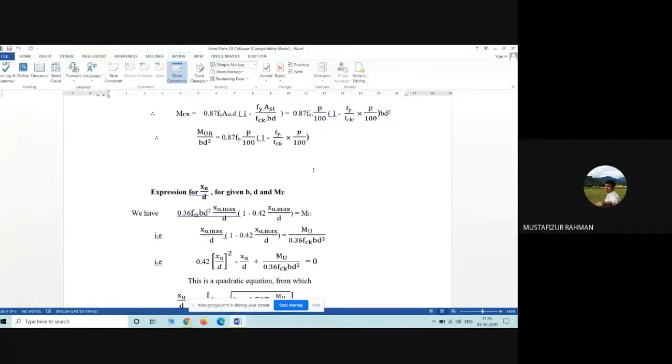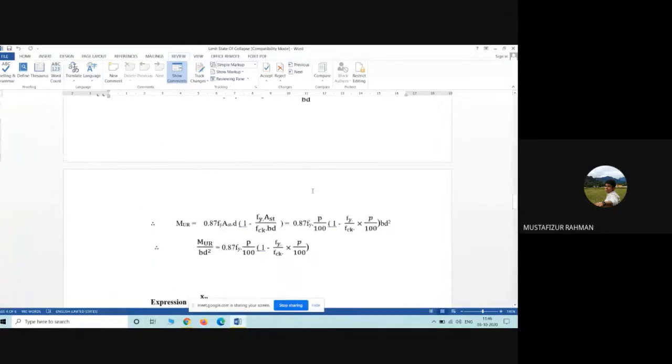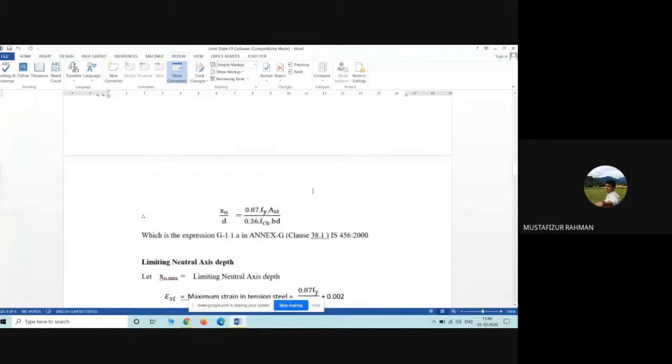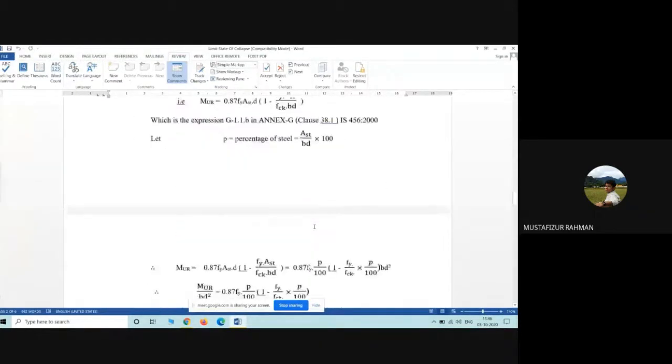We had got one expression at the very beginning: XU by D is equal to 0.87 Fy times AST divided by 0.36 FCK BD. That we had got as one expression. Okay, so for using that we will be required. XU by D is equal to 0.87 Fy AST by 0.36 FCK BD. Okay, now how to find out?